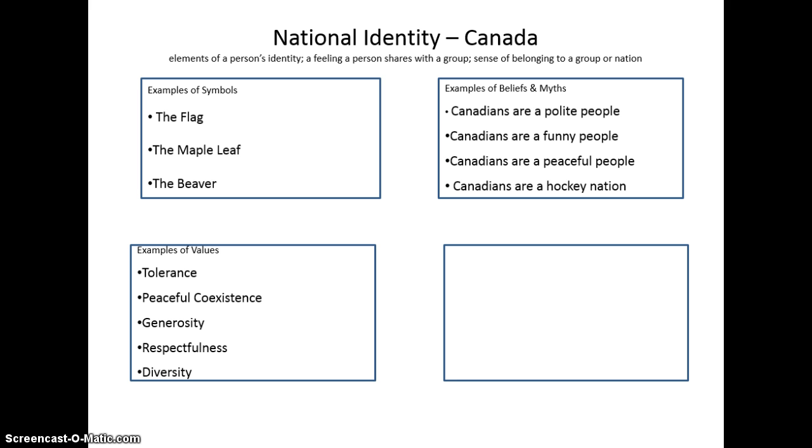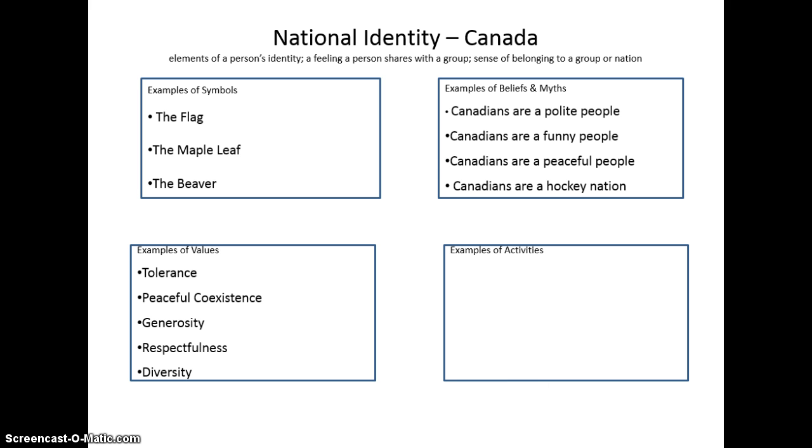And of course, diversity. We're a multicultural nation. We see ourselves as a cultural mosaic, and so we tolerate and enjoy diversity, and diversity, the idea of differences, is an important part of our national identity.